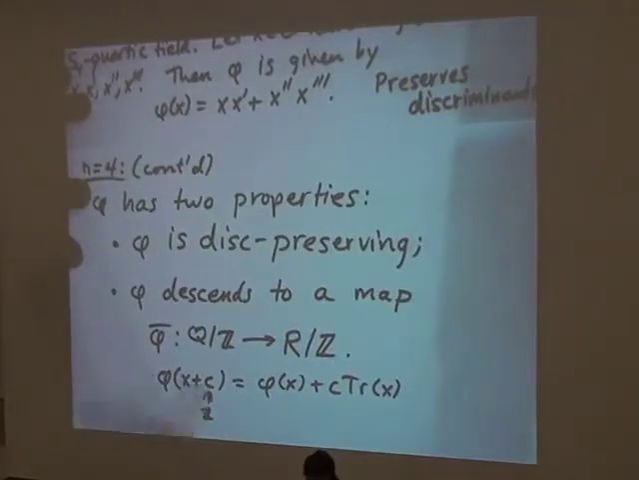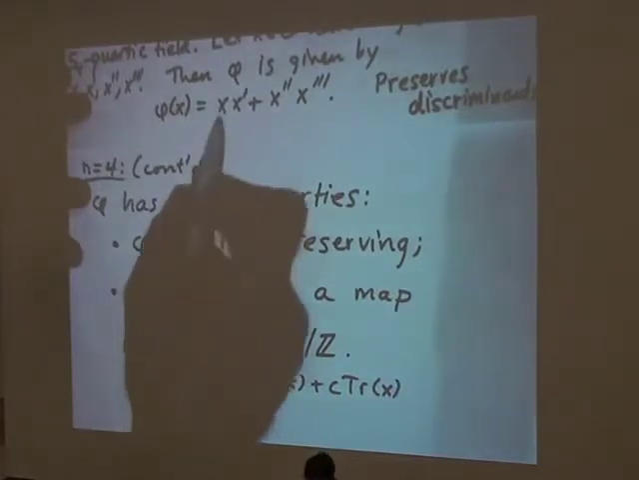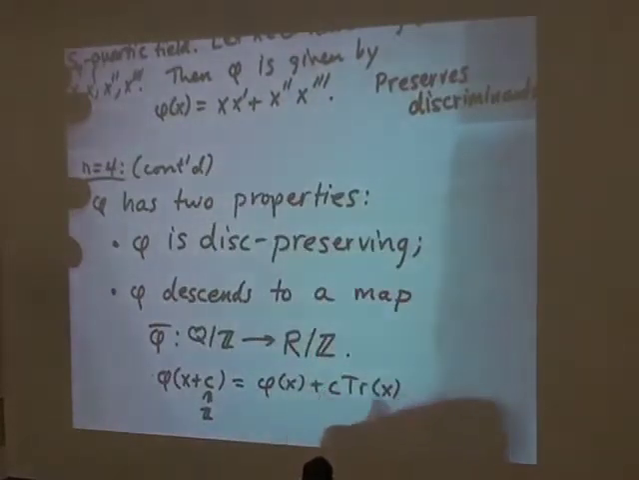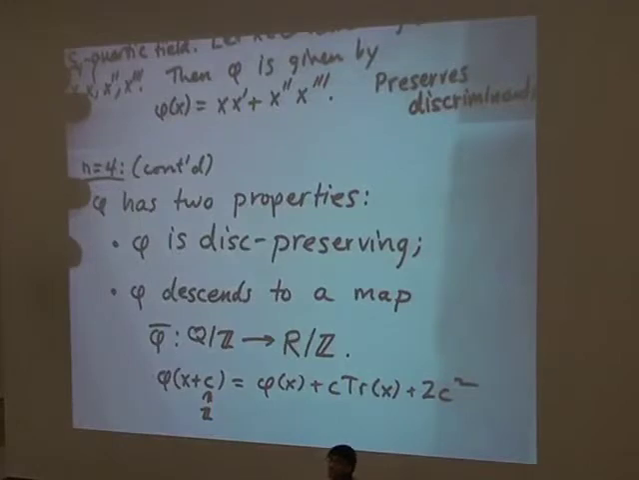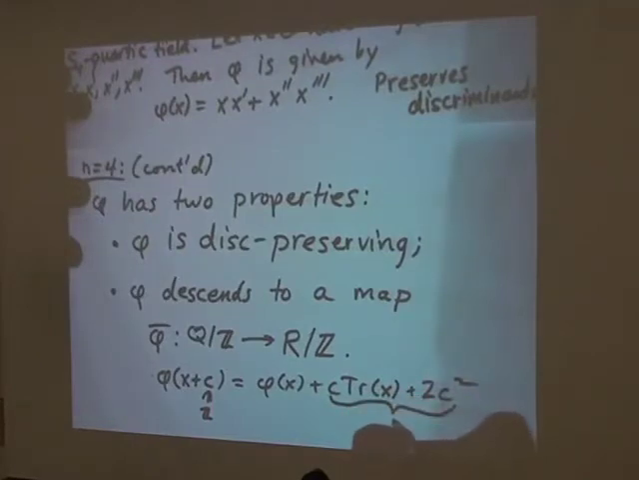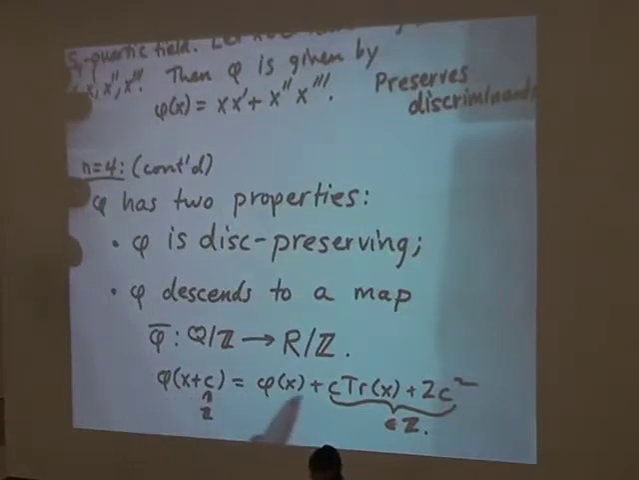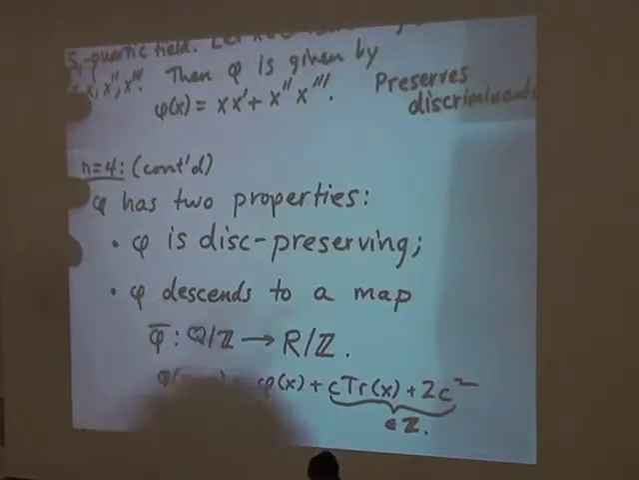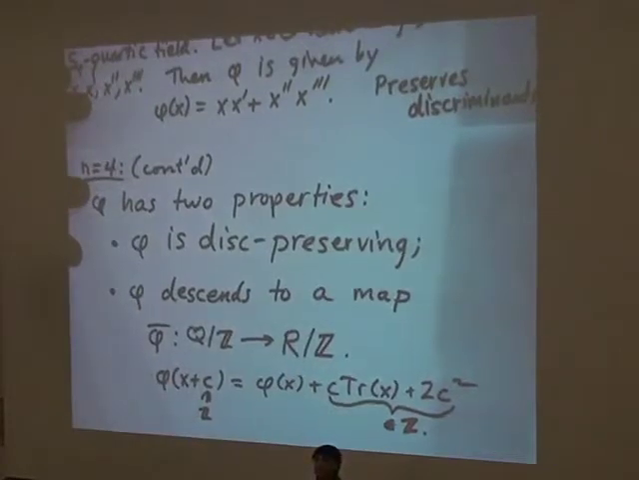What are the conjugates of x plus c? That's x prime plus c, x double prime plus c, x triple prime plus c. So if you take phi of x plus c, you get phi of x again, but plus c times the trace of x, and then you also get 2c squared, I think. Is that right? Yeah. Well, this thing is in Z: c times the trace of x plus 2c squared is in Z. So when we translate x by something in Z, the image also gets translated by something in Z. So this phi descends to a map from Q mod Z to R mod Z, again just like in the cubic-quadratic case.